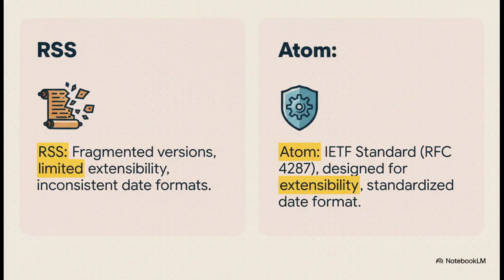Now this is where it gets really interesting for us. When you compare them, you see RSS kind of suffered from having a bunch of different versions out there, which can be a real pain when you're trying to parse it. Atom, on the other hand, is a proper IETF standard, RFC 4287 to be exact. It was built from day one to be extensible, it uses a standardized date format, thank goodness, and it has much better support for things like Unicode. Honestly, for any new project, Atom is the technically superior choice, no question.